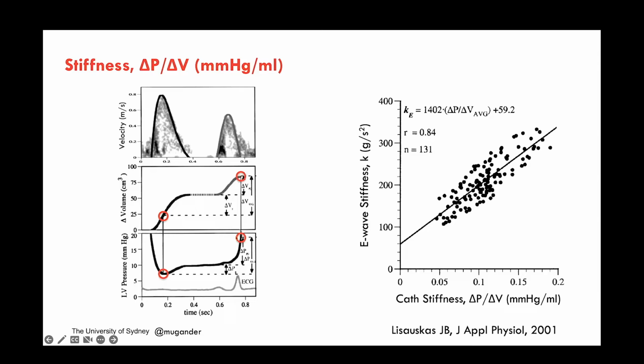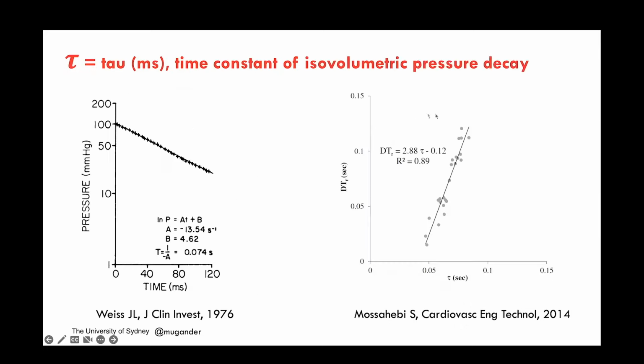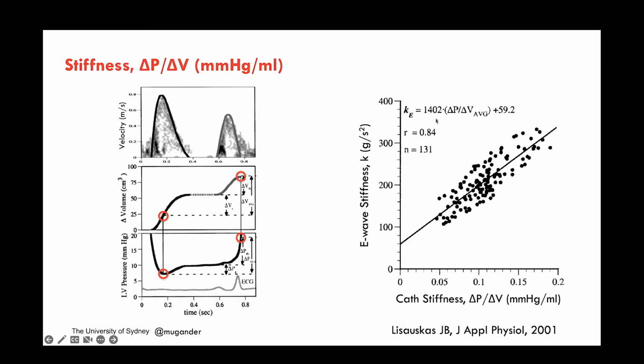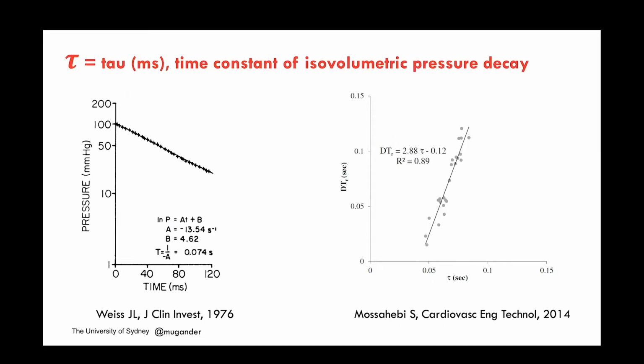So we have the lowest point of pressure, and its change up to the point of volume stabilization. So we have change in volume and change in pressure, and that is this catheter-based stiffness, delta P over delta V, change in pressure over change in volume, on the horizontal axis. On the vertical axis, we have the E wave stiffness parameter in grams per second squared. And there's an extremely tight relationship. It's just a linear relationship. So we can calculate the invasive stiffness based on the singular parameter that we can extract from measuring the acceleration time, deceleration time, and E wave peak velocity.